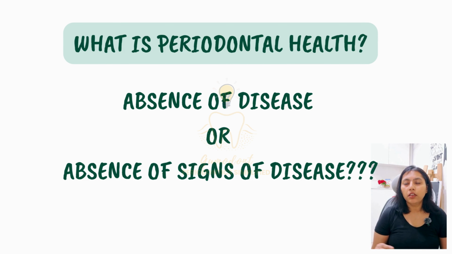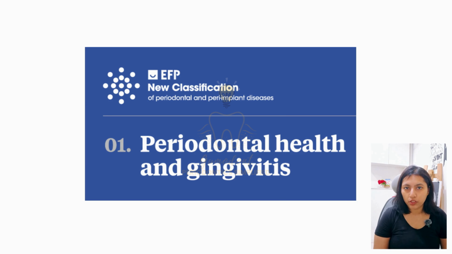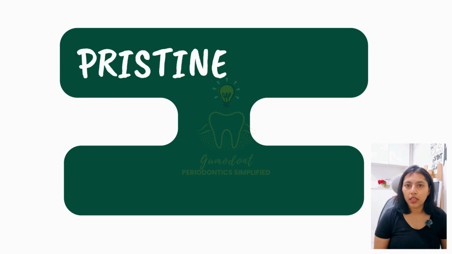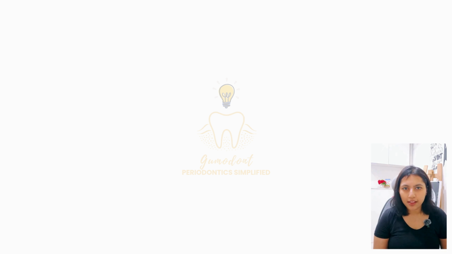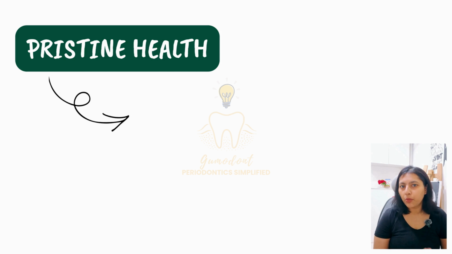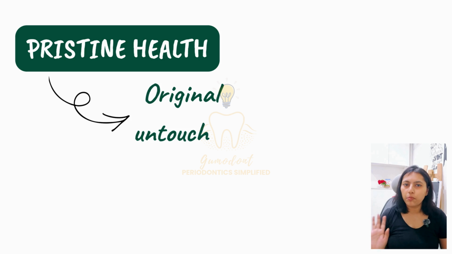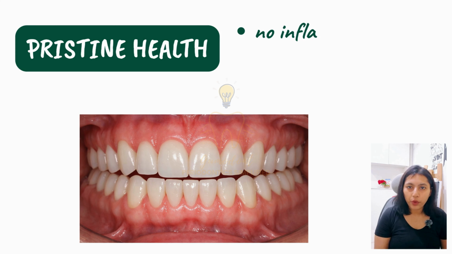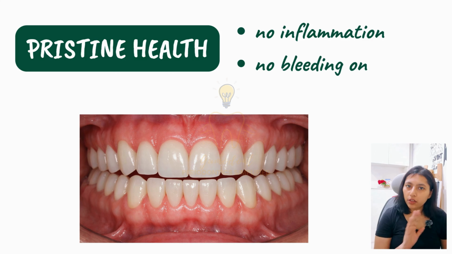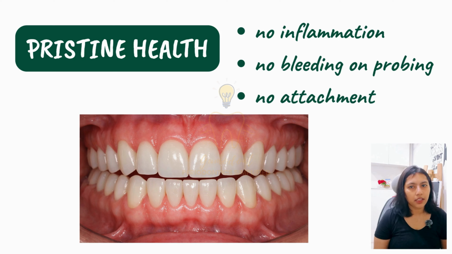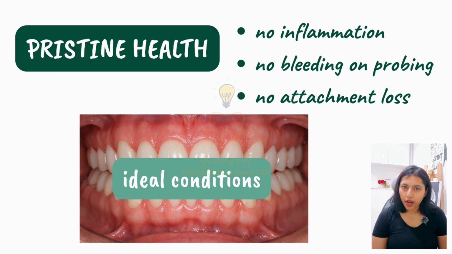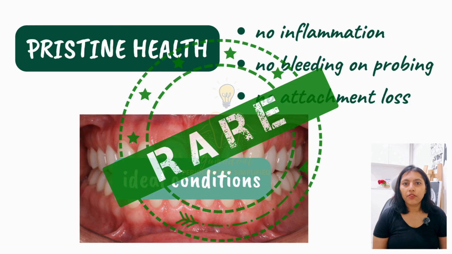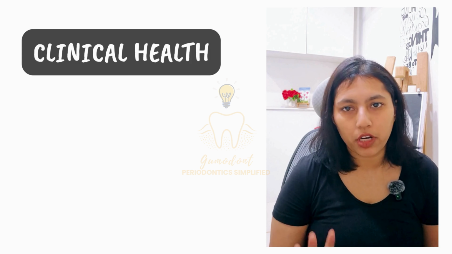So if you look at the European Federation of Periodontology Report 1, they defined periodontal health into two types: pristine health and clinical health. Now, pristine health is easy to understand. Pristine literally means original, untouched or perfect. You can remember it like P for pristine and P for perfect. So there is no inflammation, no bleeding and no attachment loss. Basically ideal conditions. But in real clinical practice, this is very rare. That is why the concept of clinical health becomes important.